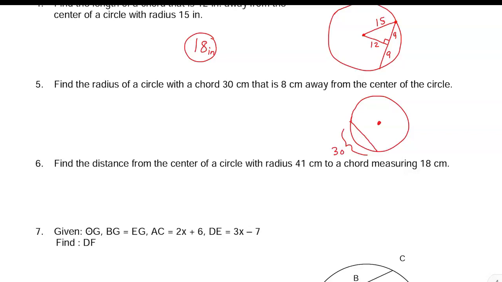And it is 8 centimeters away from the center. So draw the perpendicular distance and label it with an 8. That perpendicular distance just bisected the chord. So how much is on each side of the chord? Okay, we've got 15 on this side and we got 15 on that side. So if you draw in the radius, you create a right triangle with legs 8 and 15. So the radius of that circle is 17 centimeters.